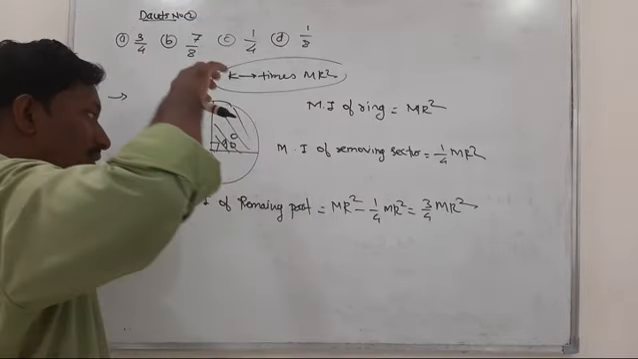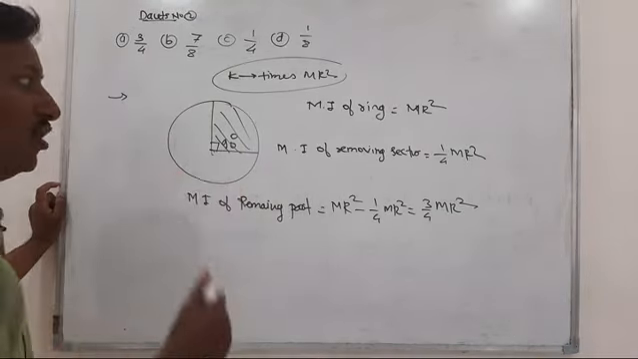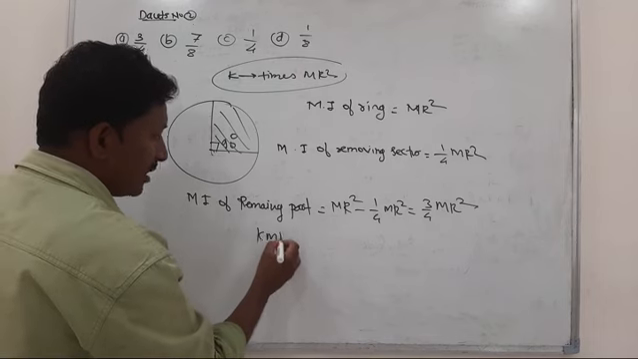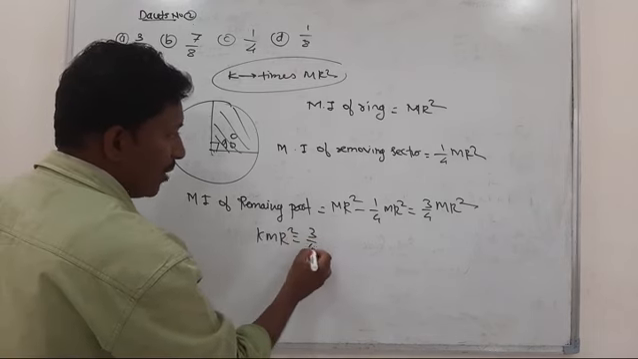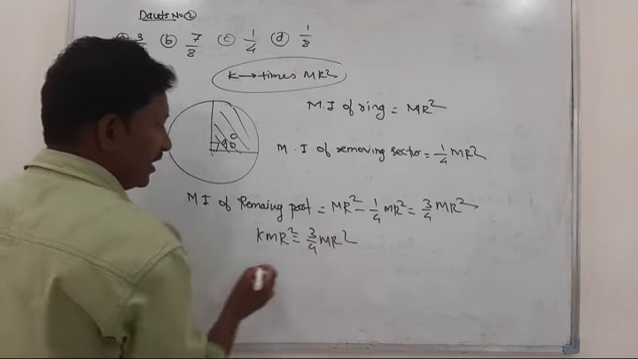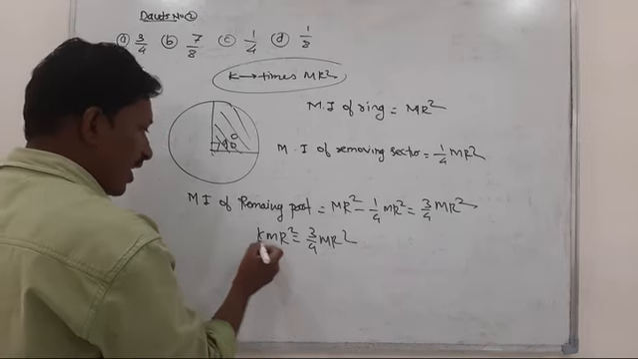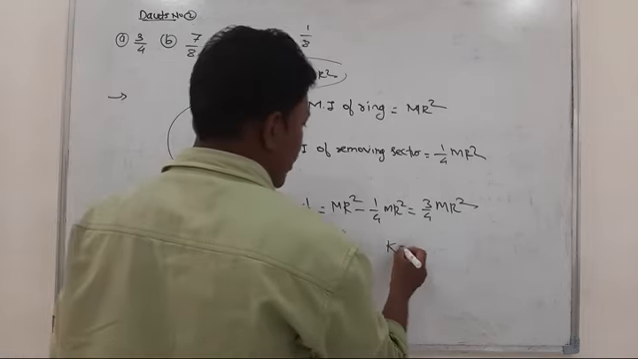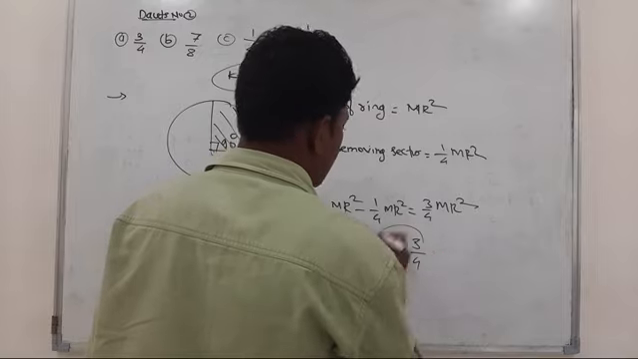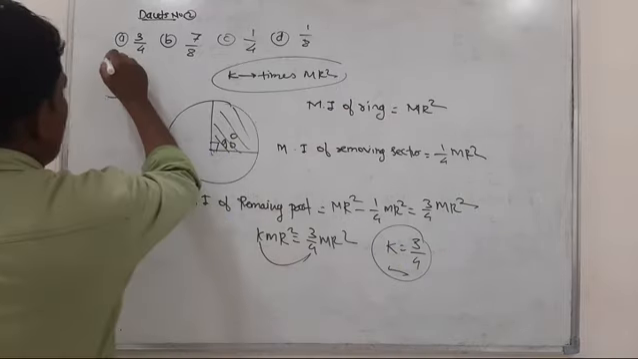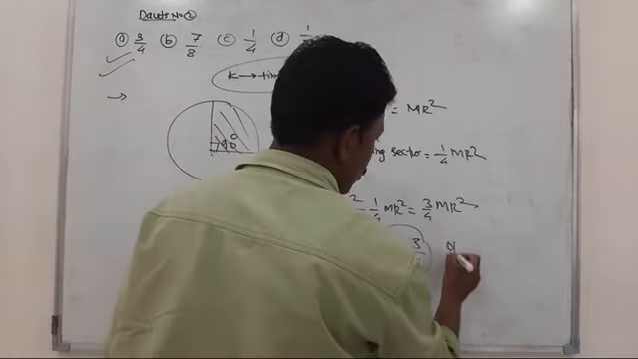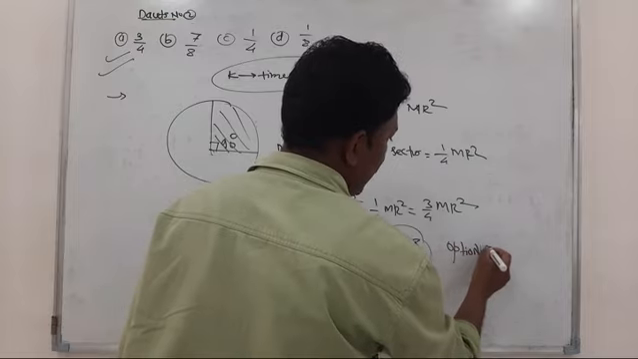The remaining moment of inertia is equal to k times MR², which is equal to 3/4 MR². The value of k represents 3/4, that is, k is equal to 3/4, and this matches option number A. Option number A, student.